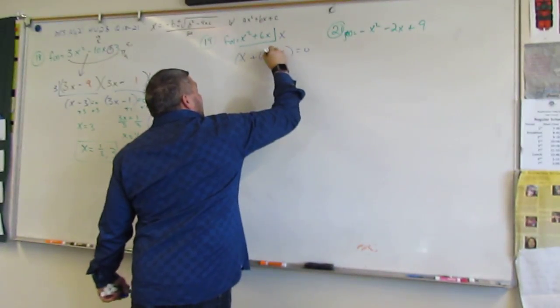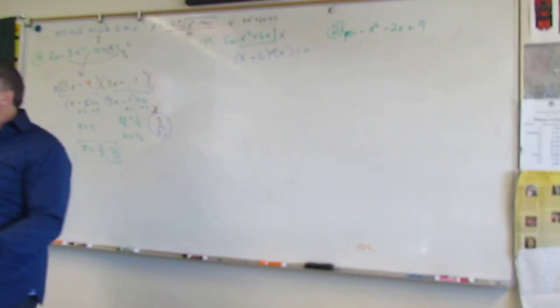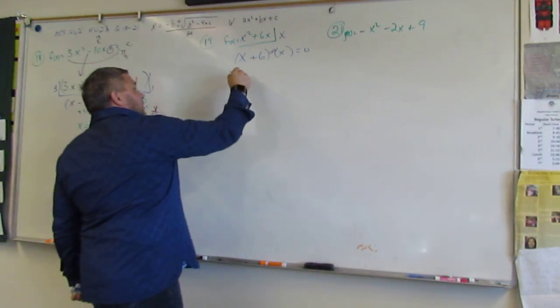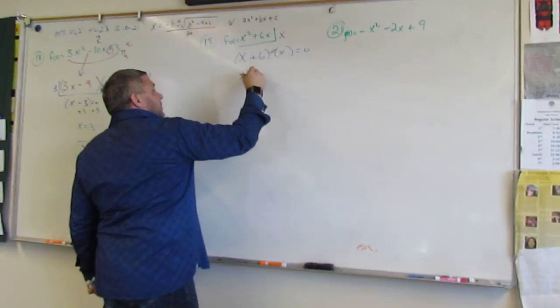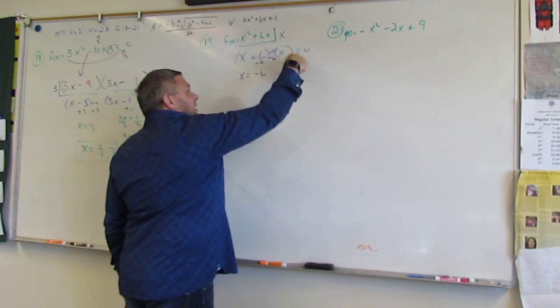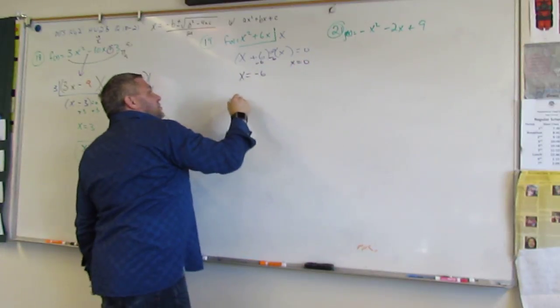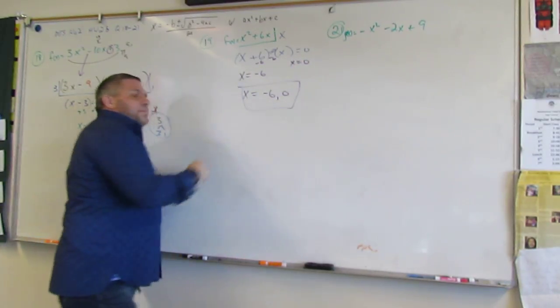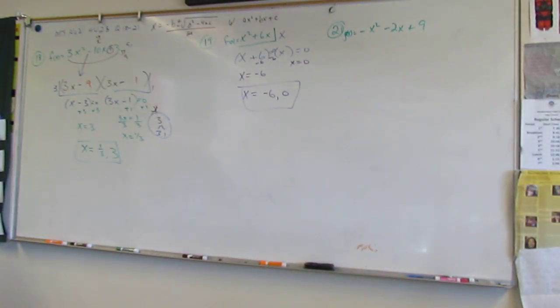And then you set each one equal to 0. And you solve. Oh, x equals minus 6, right? And x equals 0. So x equals negative 6 and 0. And it's that simple. Was that bad? That's solving for zeros.